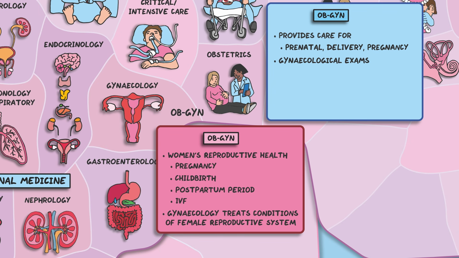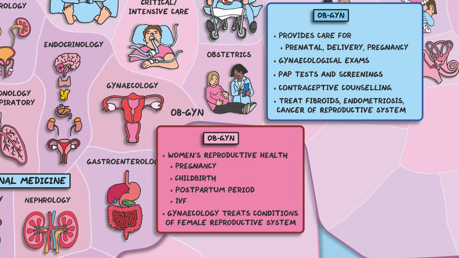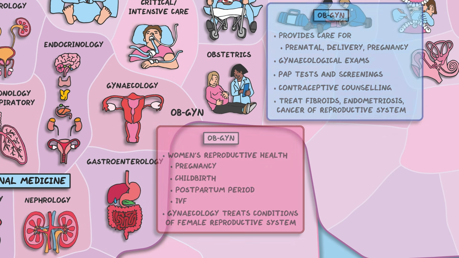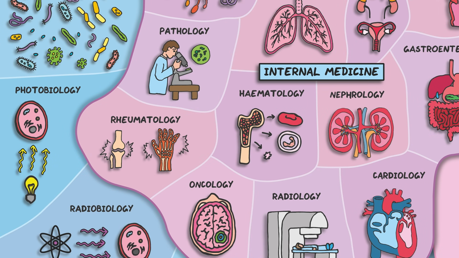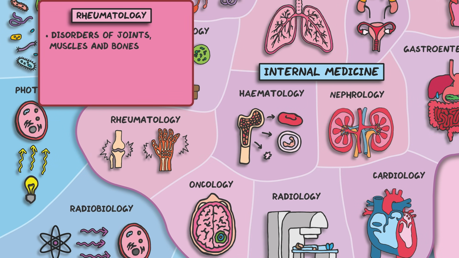They also perform gynecological exams, Pap tests, and screenings for sexually transmitted infections. They may also provide contraceptive counselling and diagnose and treat conditions such as fibroids, endometriosis, and cancer of the reproductive system. We also have rheumatology, which focuses on disorders of the joints, muscles, and bones, as well as other connective tissue disorders such as lupus, rheumatoid arthritis, and scleroderma.